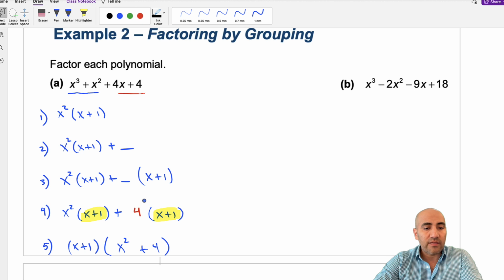You're looking for a true statement such that this, in this case a 4, times x equals 4x, and 4 times 1 equals 4. And then finally, you factor out the common binomial that results way back here in step 1. Okay, so that's the factor by grouping process.